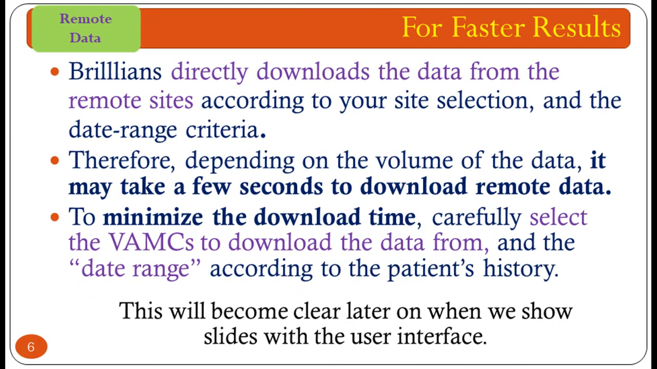For faster results, please consider the following. Brillians directly downloads the data from the remote sites according to your site selection and the date range criteria. Therefore, depending on the volume of the data, it may take a few seconds to download remote data. To minimize the download time, carefully select the VAMCs to download the data from, and the date range according to the patient's history. This will become clear later on when we show slides with user interface.